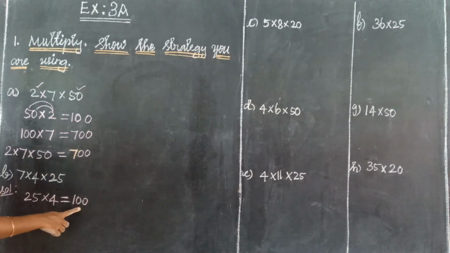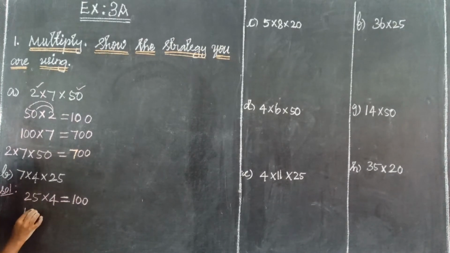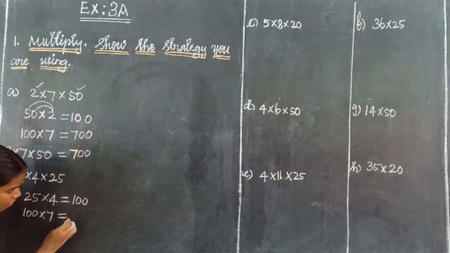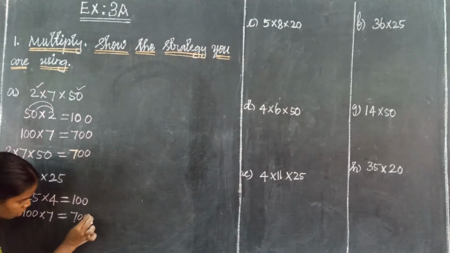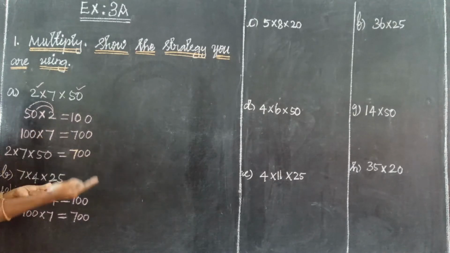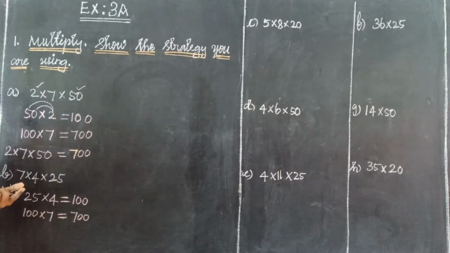Then this answer with the third value, which we have not used yet, that is 7. So 100 into 7, 700. We could also multiply 7 into 4 first and then multiply that answer into 25, which is equal to the same answer. They give the same answer. So we can follow the easy way.